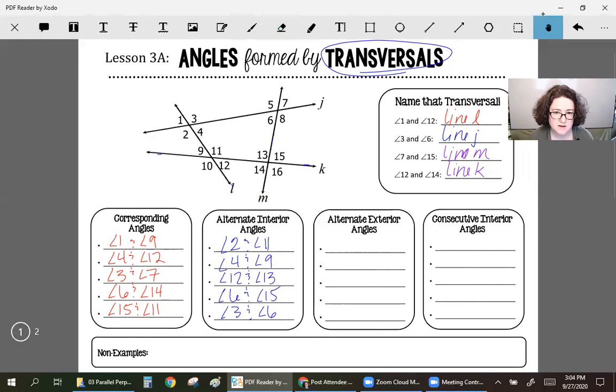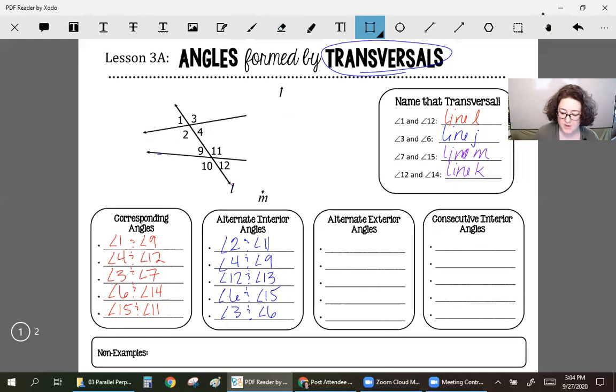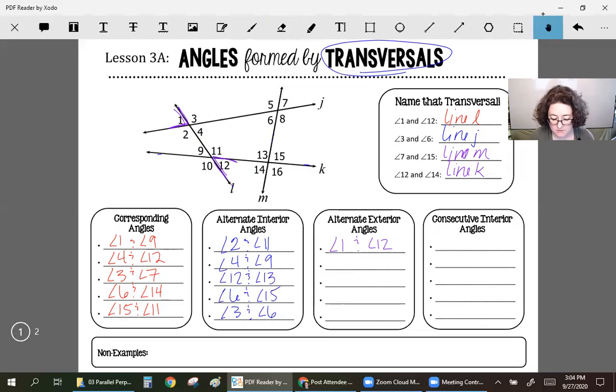So again, exterior means now we're going to deal with outside. Same thing, if you need help seeing it, cover up part of your diagram as you're working. Just looking at the left-hand piece along transversal L, for example, angle 1 and angle 12 would be alternate exterior angles. Again, one's on the left, one's on the right, but now they're outside those two extra lines that transversal L hits.